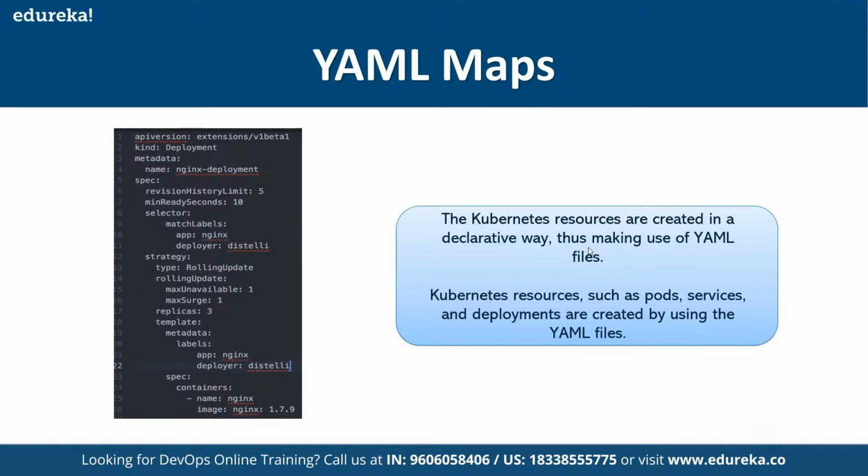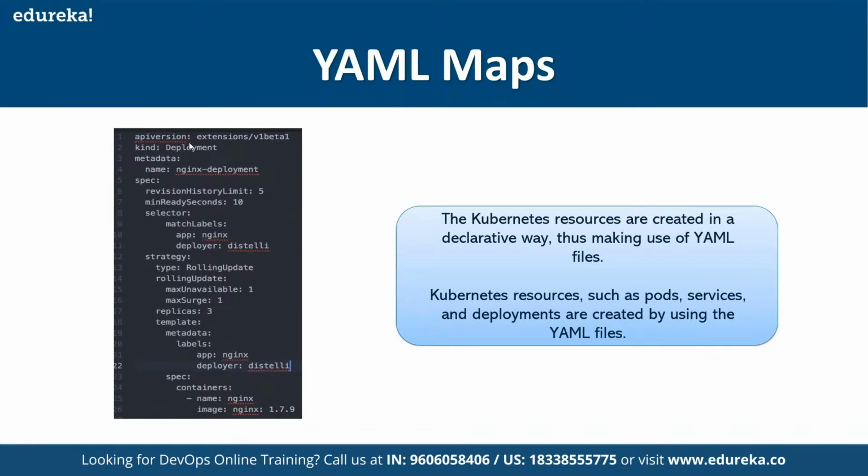Obviously, by making use of this YAML file, it's easy for us to configure it and we can say what should happen. Now, Kubernetes resources such as pods, services, deployments are created by using this YAML file. And we have already shown you what exactly these important terms in this YAML file represent when it comes to creation. Now here, this is an example.